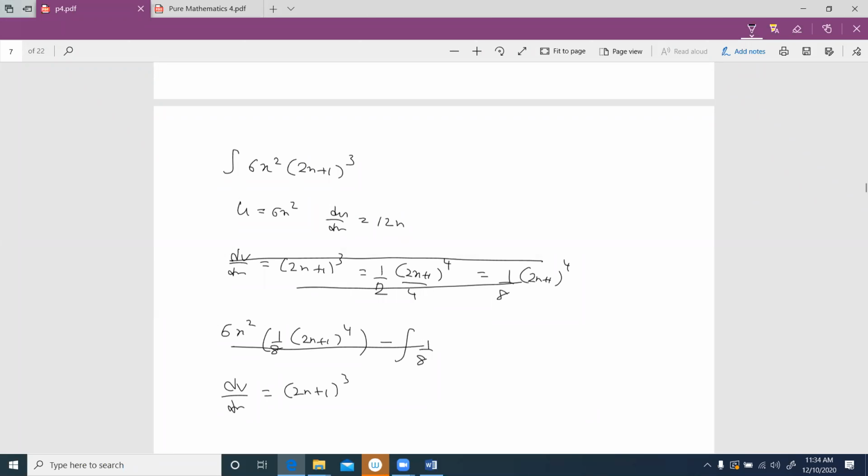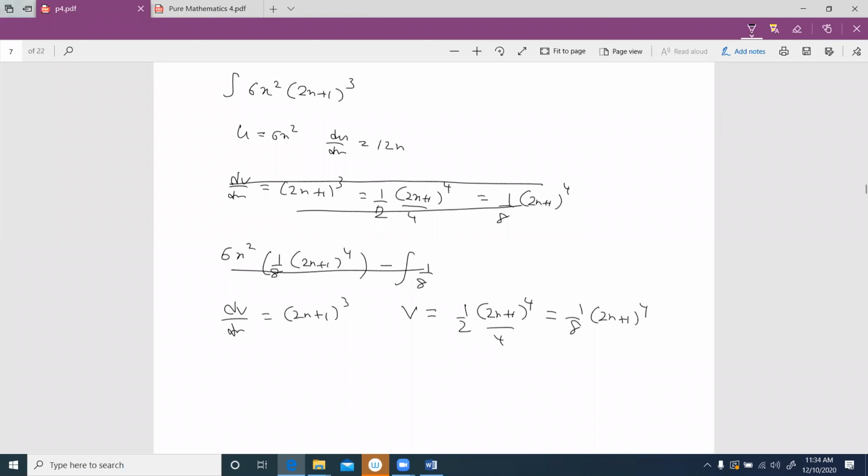So if you get v, v is the integration of that. The integration of that is 1 over 2 times (2x plus 1) to the power 4 over 4. Therefore, it turns out to be 1 over 8, (2x plus 1) to the power 4. Okay, let's go ahead with this. Then you can say u is 6x squared, dv by dx, sorry, v is 1 over 8 (2x plus 1) to the power 4, minus the integration of v, (2x plus 1) to the power 4, du by dx. Du by dx becomes 12x.